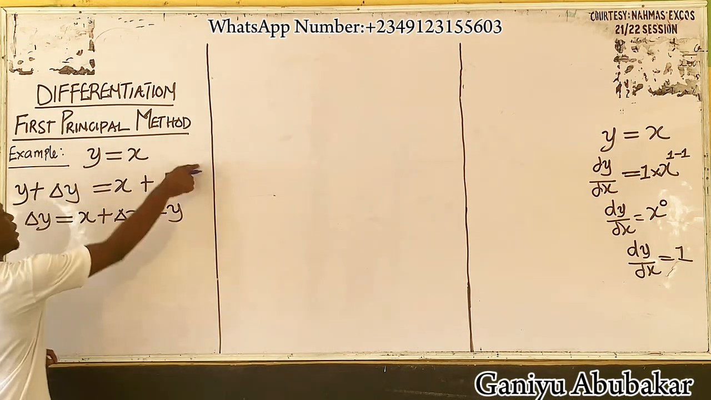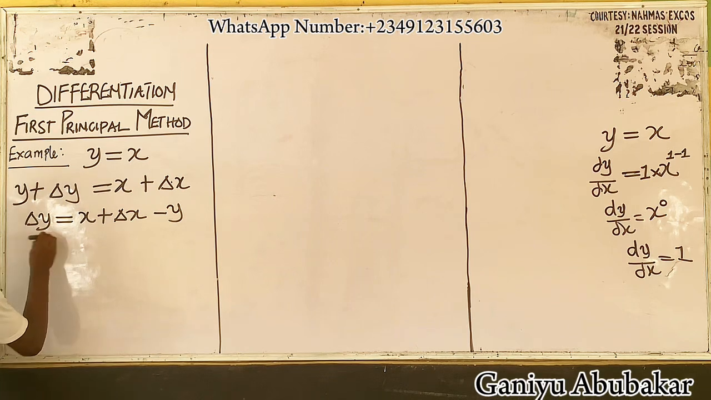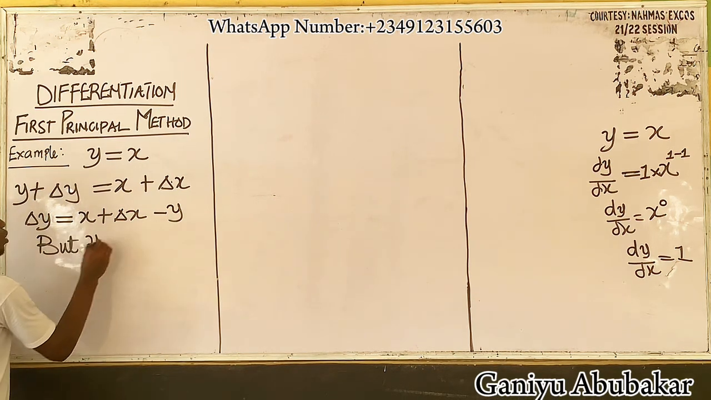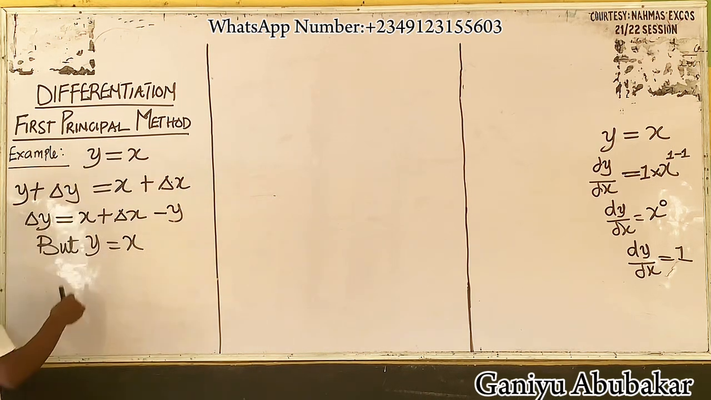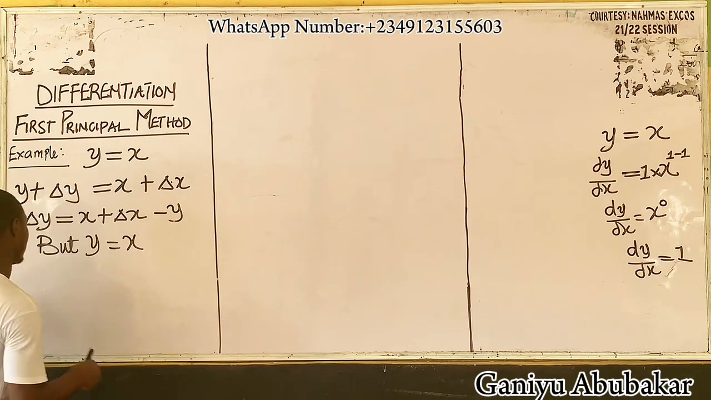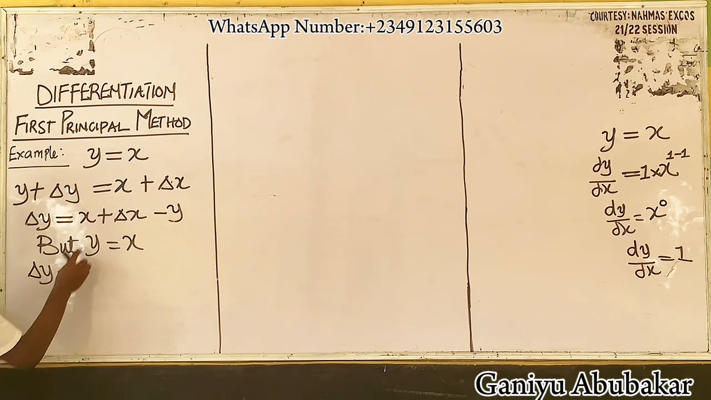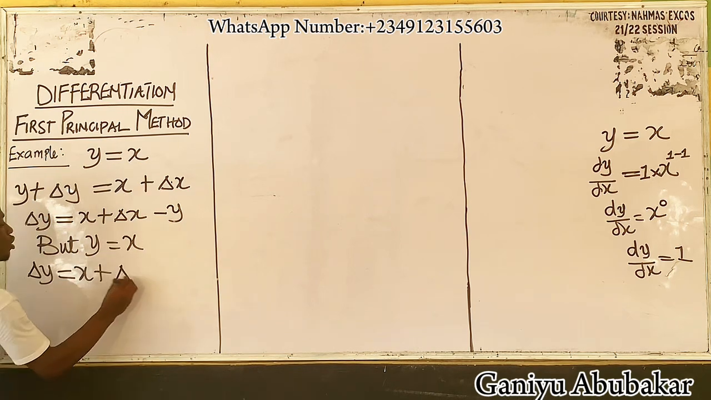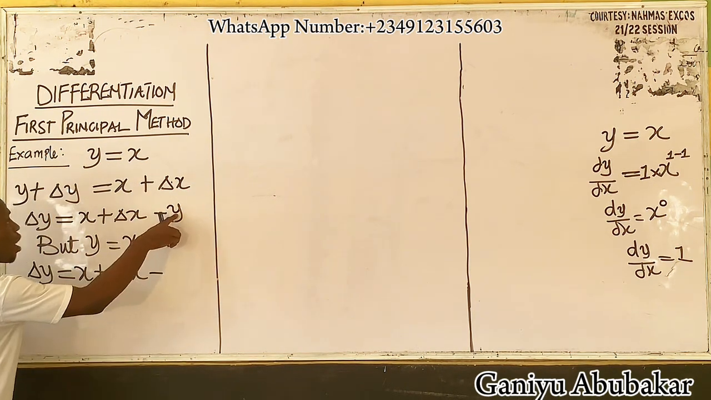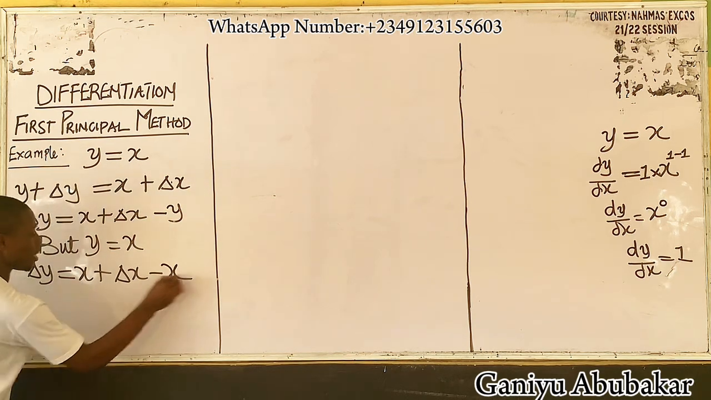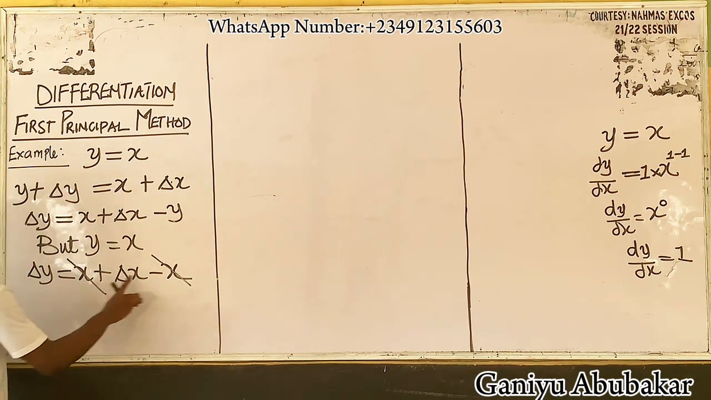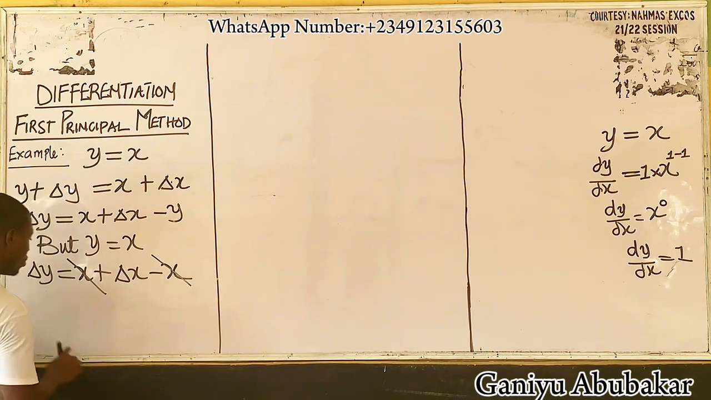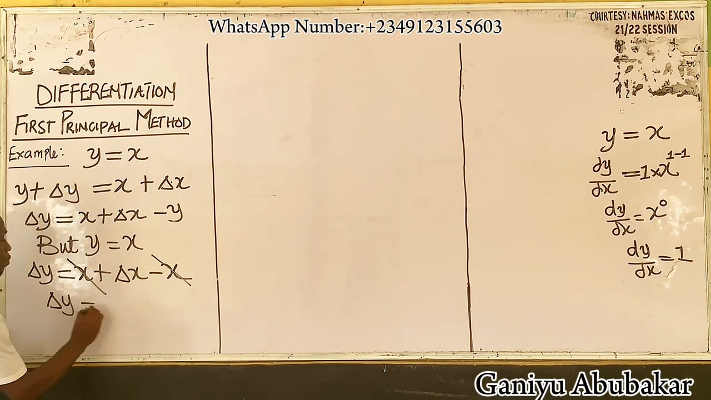After taking y to the other side, I have negative y. At this point, I say that this y was x from the question. So whenever I see y, I put x. I'll have change in y is equal to x plus change in x minus y, and y is x from the question, so that's minus x. From here, I have plus x and minus x, which will of course cancel out to 0. From this point, I will have change in y equal to change in x.